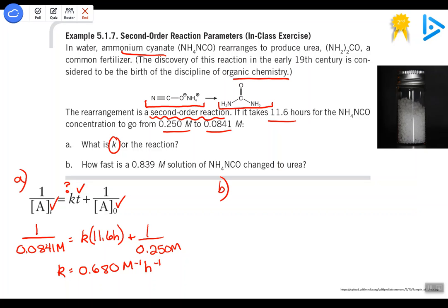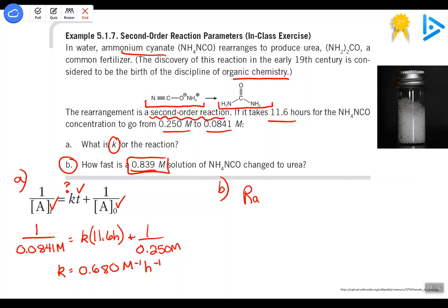Okay, so we recognized what we needed to do. We plug in the numbers. We get our specific rate constant K. That's great. Now we can solve something new with that. Part B, how fast would this new concentration of solution react? How fast would it be if we started with 0.839 moles per liter? That's not what we did in this original experiment. We started with like 1/4 of a mole per liter. Now we're going to start with more, but we can predict what would happen because we know K.